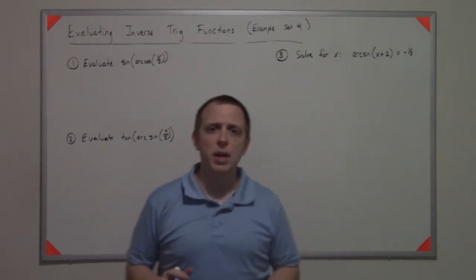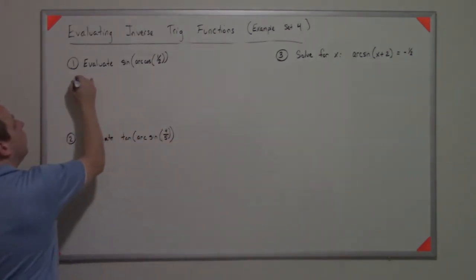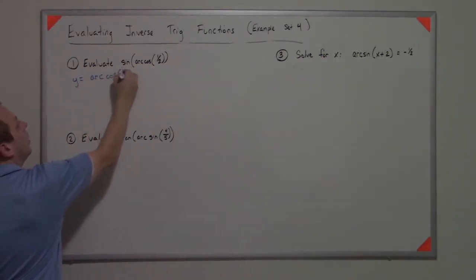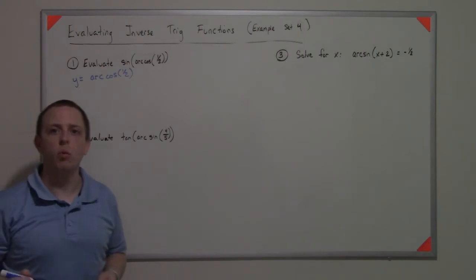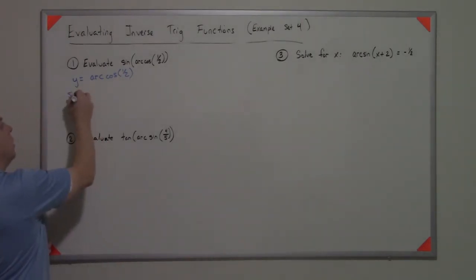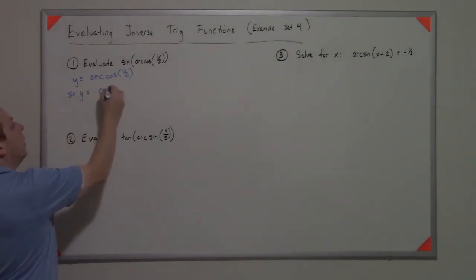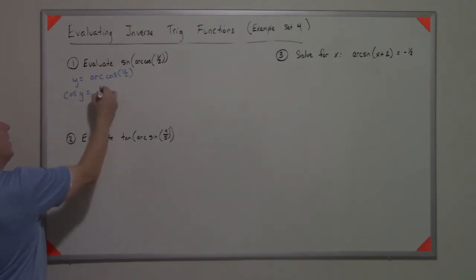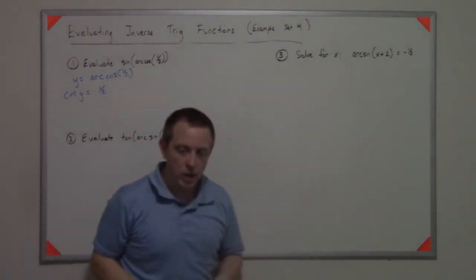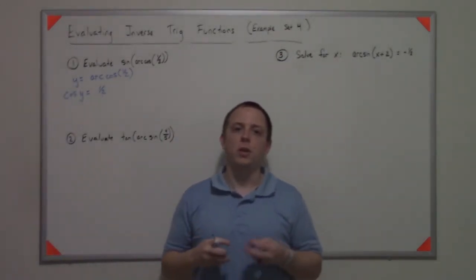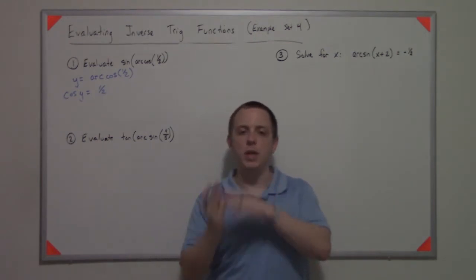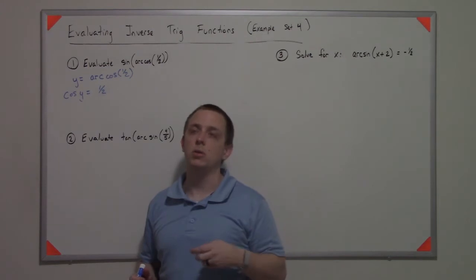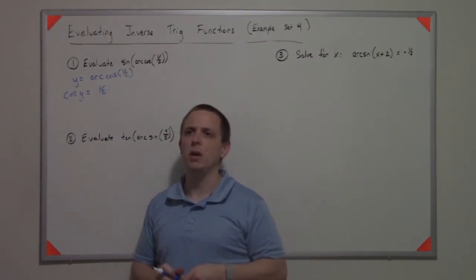What we know is that if y is arc cosine of 1/2, then cosine of y is 1/2. And remember, we have to restrict the y values here. Really it should be 0 to pi, right?